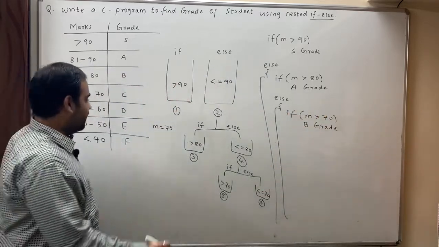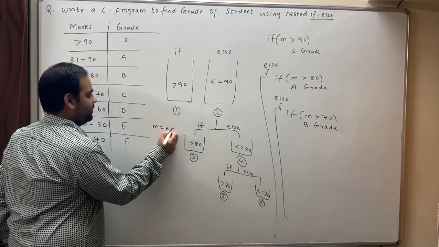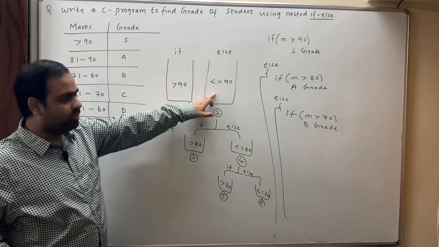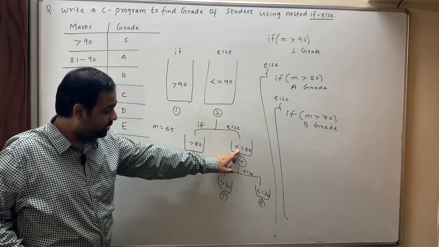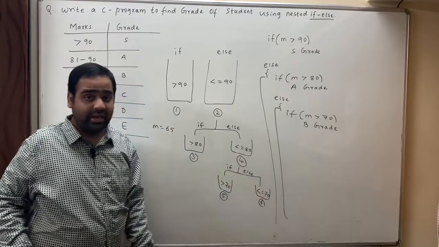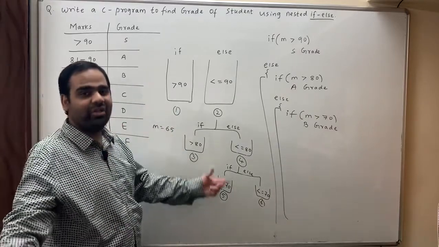Now let's assume that marks is 65. Again we start from the top. You put it in this bucket, you come over here, you put it in this bucket because it is less than or equal to 80. Again you come over here, is it greater than 70? No, you put it in this bucket. Now when I put it in this bucket, can I take the division? No, again I need to segregate it.